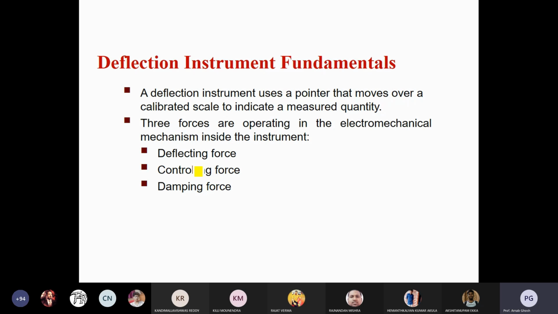Basically, if you see the pointer, the pointer is vibrating. If the current is passing through your moving coil, due to the current passing through the coil your pointer will be deflecting. The standard spring is there, countering the full deflection of your coil. So that is your controlling force.